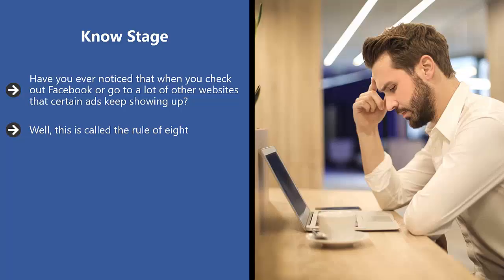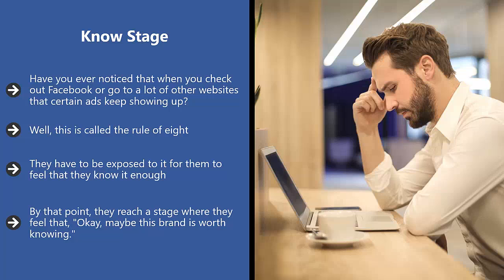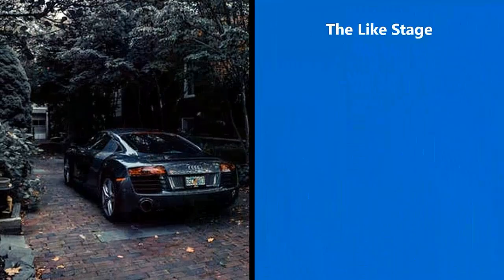Marketing studies show that consumers would only click on an ad or take action on an offer once they have seen it at least 8 times. They have to be exposed to it for them to feel that they know it enough. This can take the form of an ad, a graphic, an article, or even a mention in an article. By that point, they reach a stage where they feel that, okay, maybe this brand is worth knowing. So they start looking at the ad more closely. They start reading the article with more attention. After this stage, they then subconsciously decide whether they like the brand or the offer enough, or they like the solution being offered. The like stage.